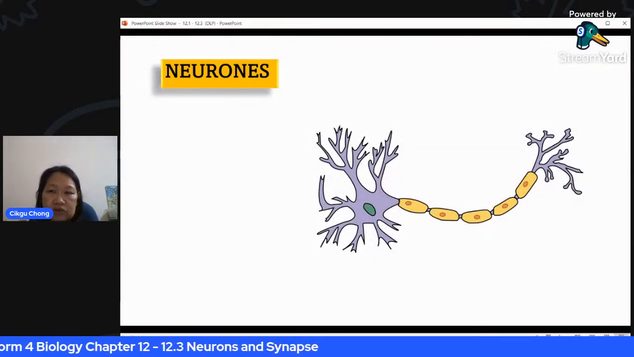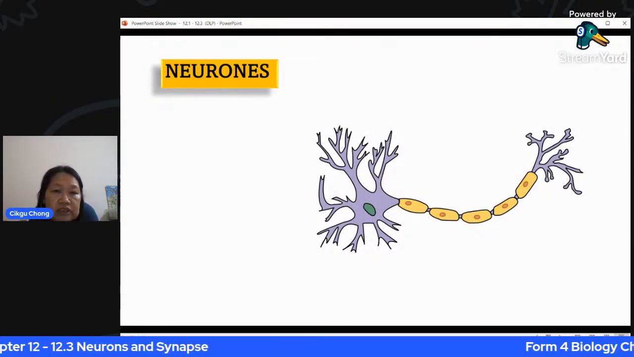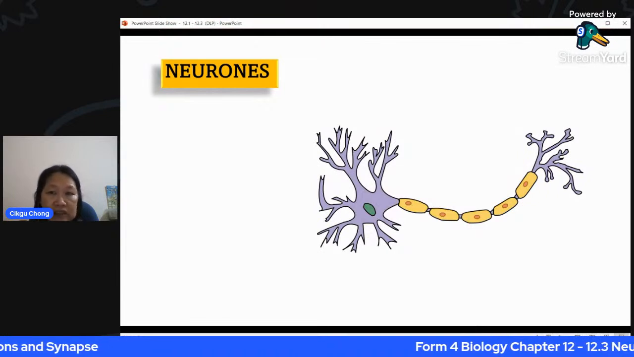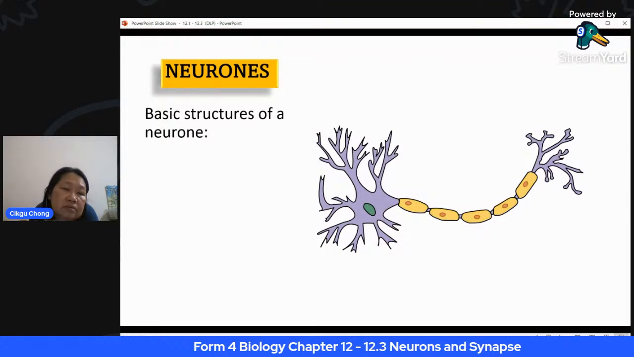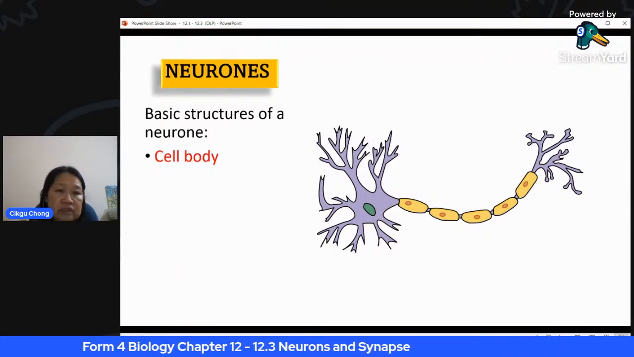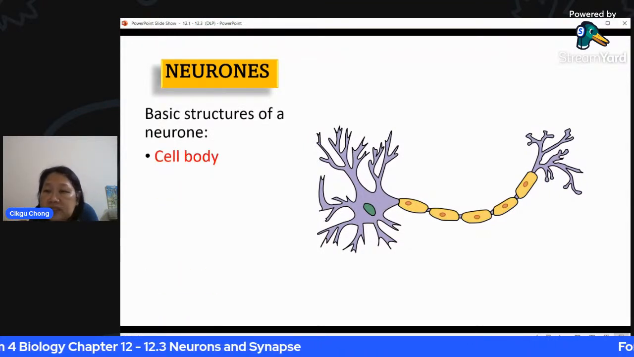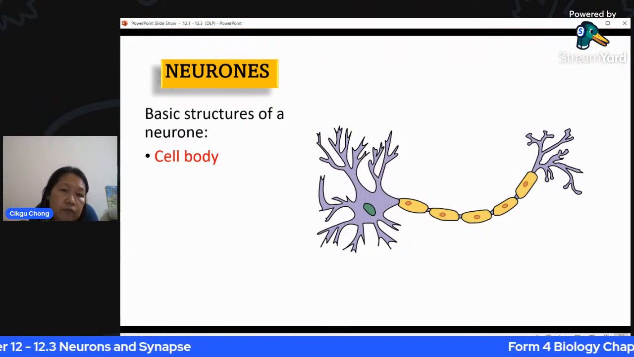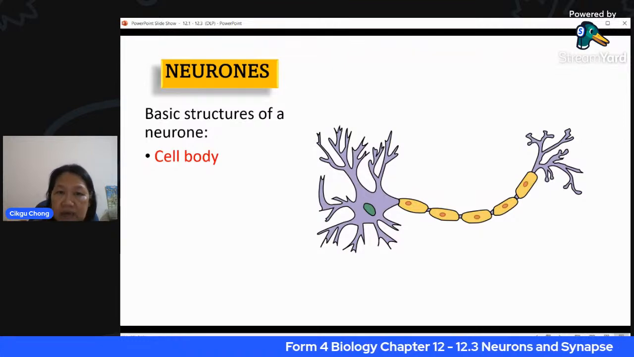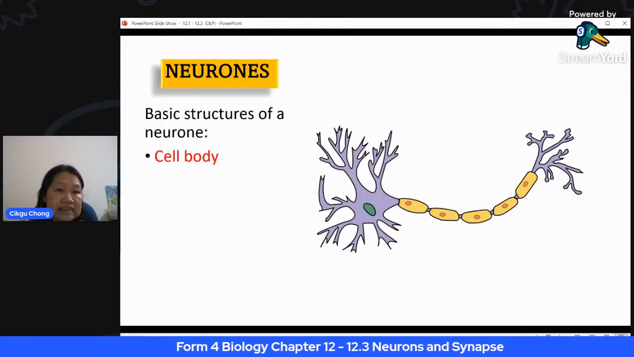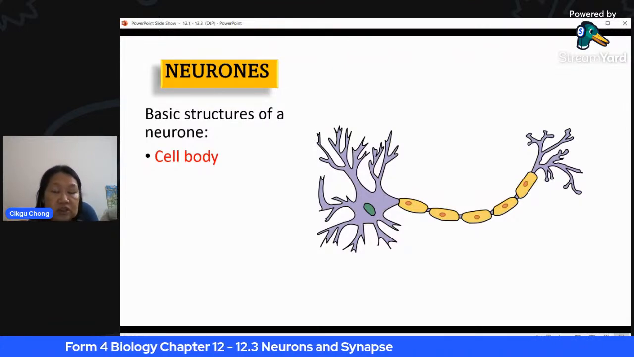Now let's look at the basic structure of a neuron. All three types of neurons will have some of these parts, especially the cell body. First of all, the cell body. The cell body is easy to recognize. It is the biggest part, with the nucleus inside and cytoplasm, and it branches out in a star shape.